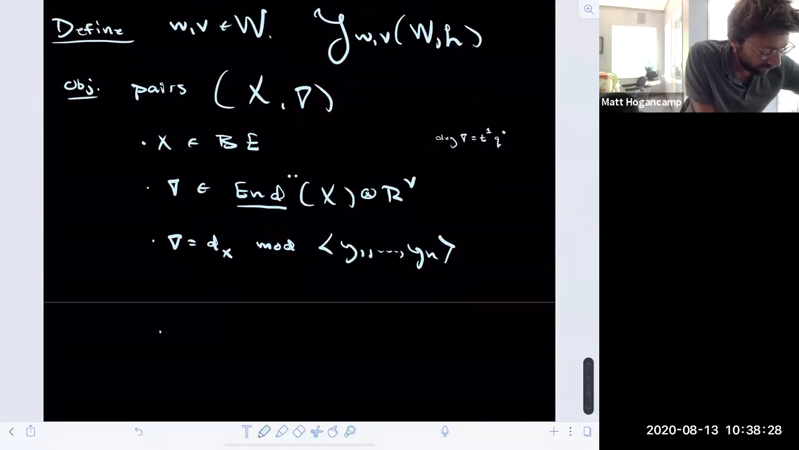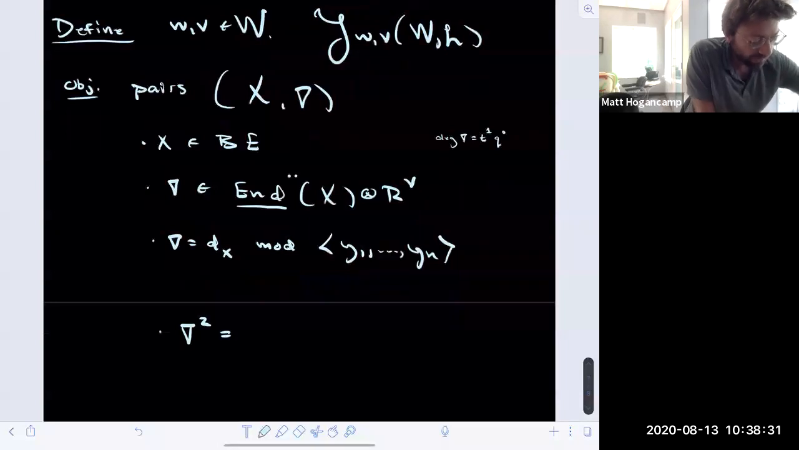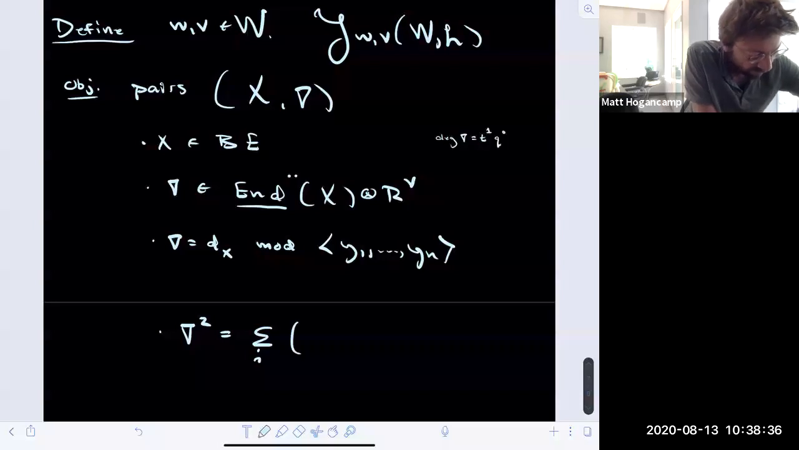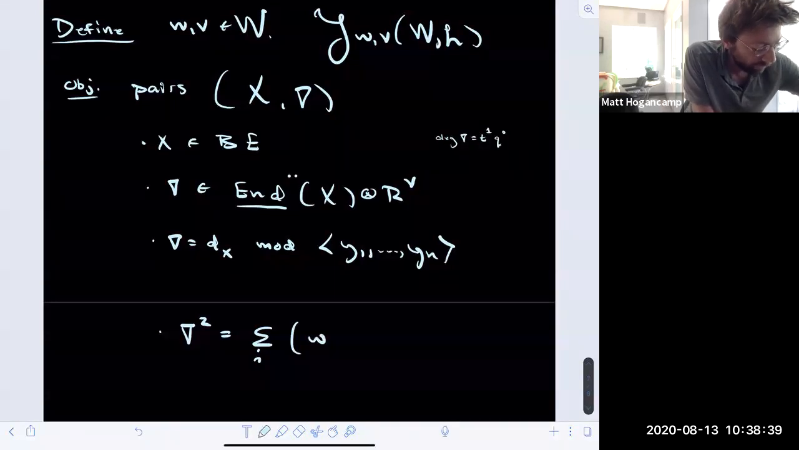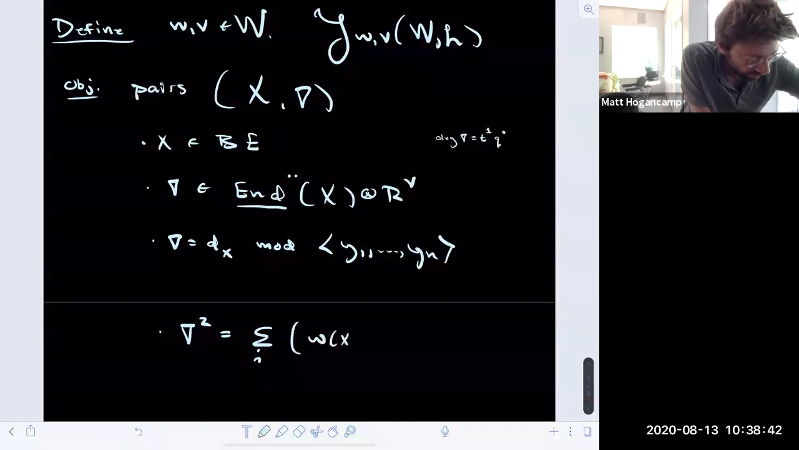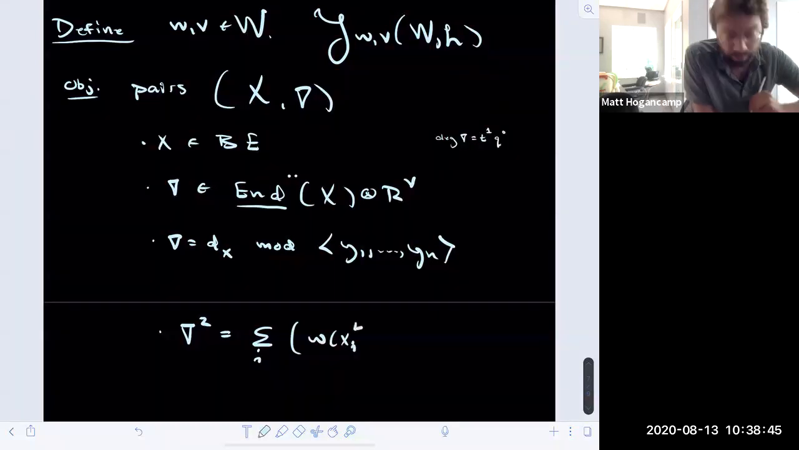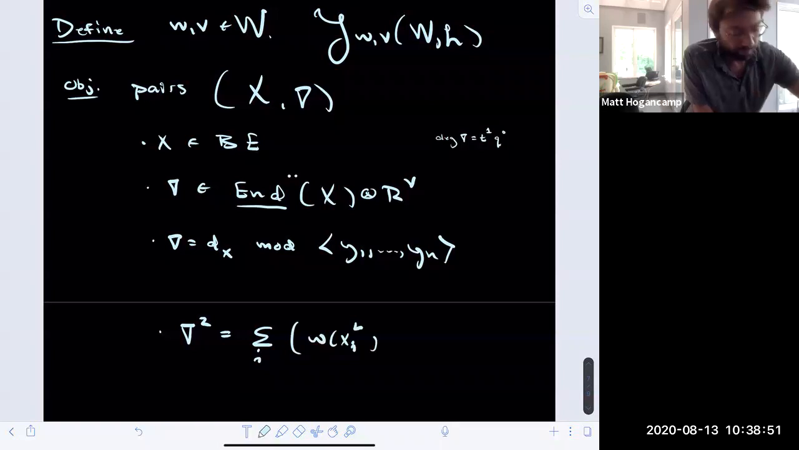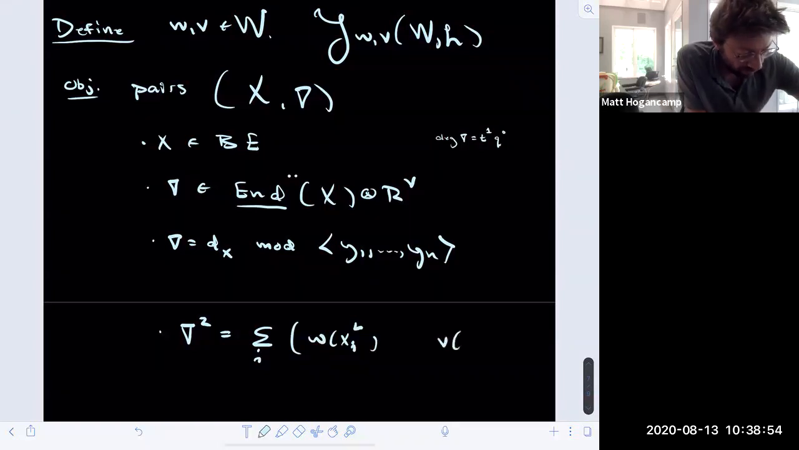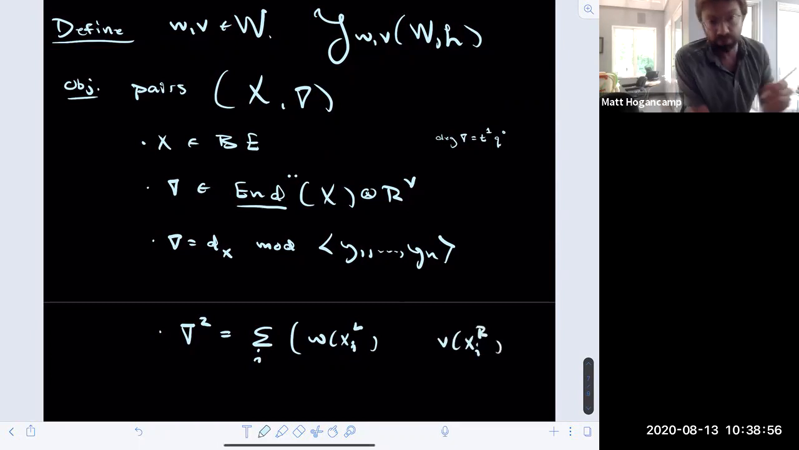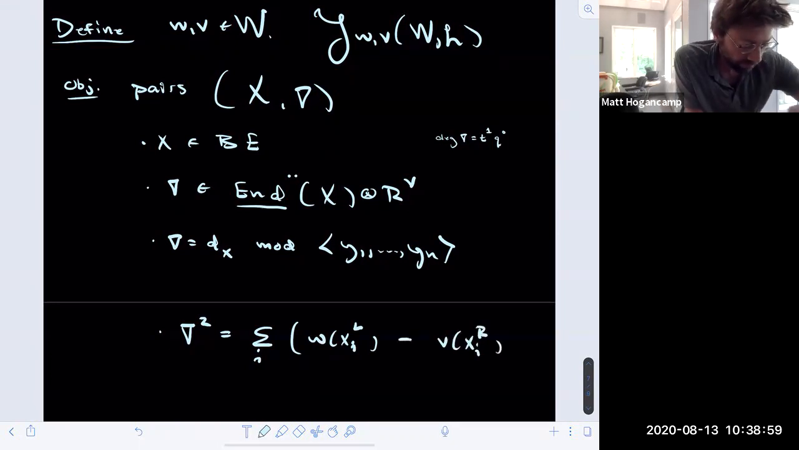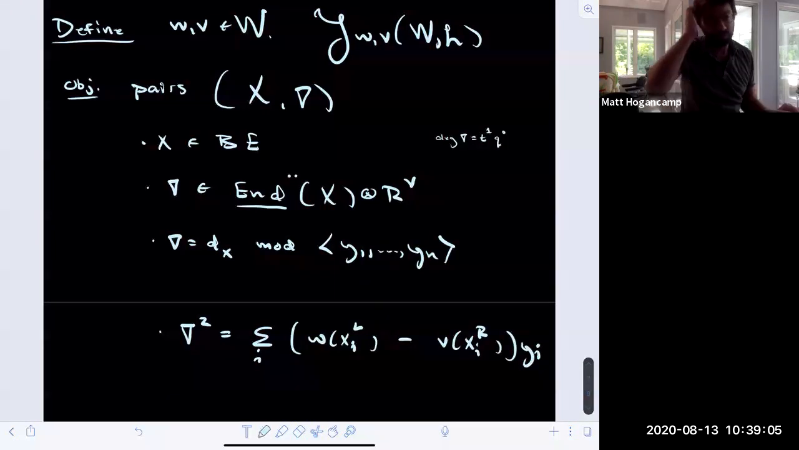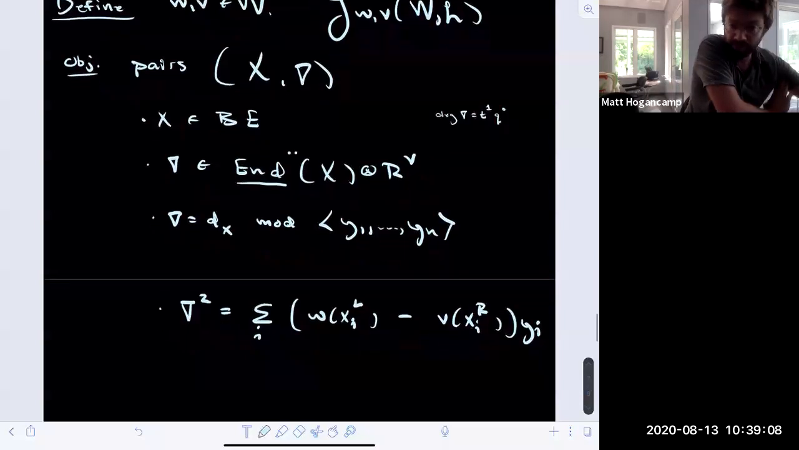And nabla squared is actually not 0. Nabla squared is instead an expression that looks like this. So we take the fixed element W evaluated on xi upper L. So the superscript L denotes the operation of left multiplication by xi. Similarly, xi upper R denotes the action of right multiplication by xi. Okay, and I require that nabla squared is this funny non-zero expression.